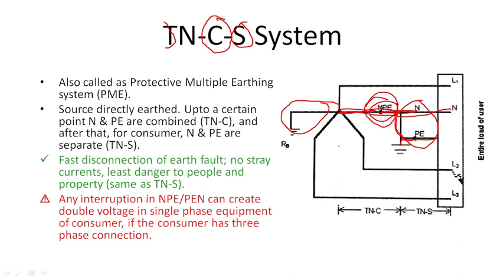So among this 415 volts, the majority, maybe 300 plus volts, will be applied across your mobile phone charger, whereas a very small voltage will be dropped across your heater, resulting in damage to your mobile phone charger. So these things can happen if you have an interruption in your PEN conductor, and that is the disadvantage here.